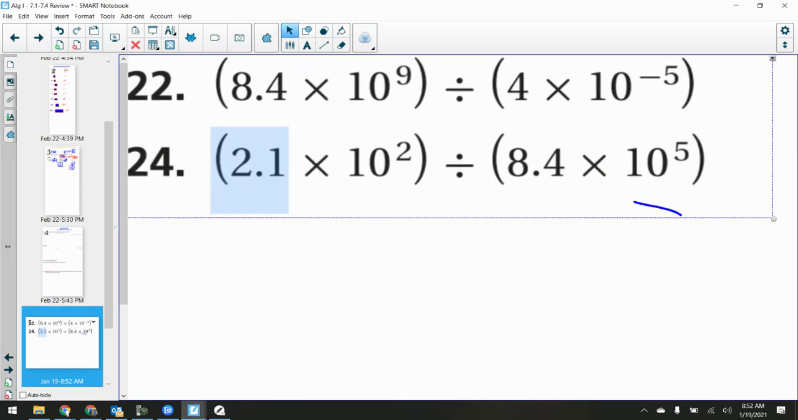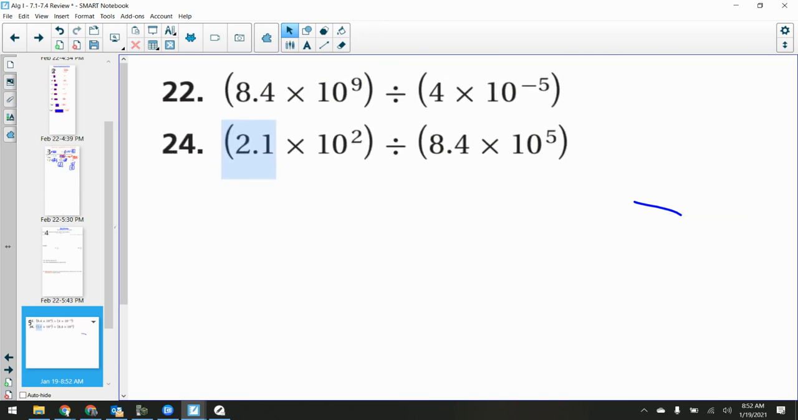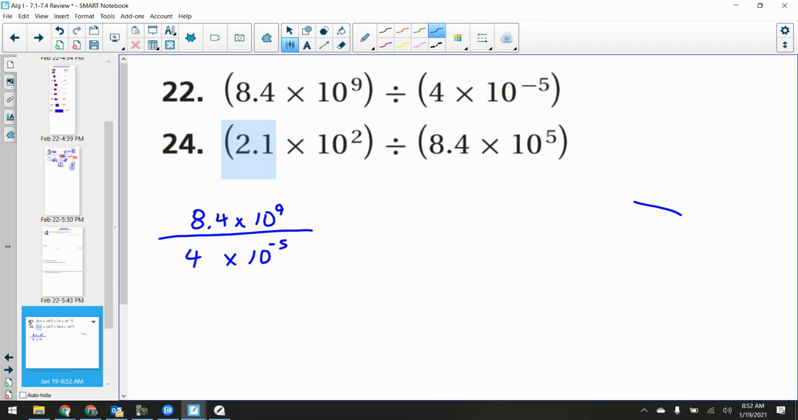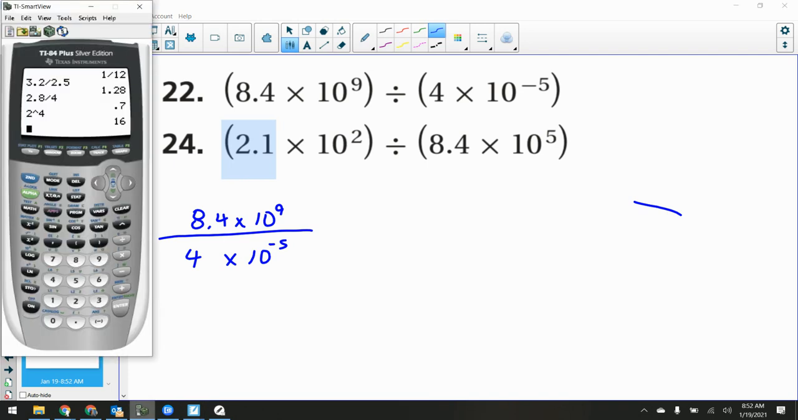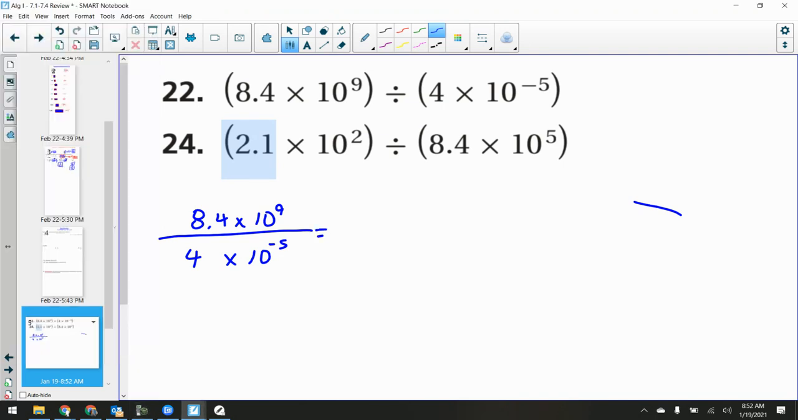Okay, so let's take a look at 22. Remember, I like to write them vertically. You don't have to, but here's number 22. 8.4 times 10 to the 9th divided by 4 times 10 to the -5th. Remember that you take the numbers and divide them. We take 8.4 divided by 4, and I get 2.1 times 10 to the, and then 9 minus -5 is 14. Positive 14 power. That's number 22.